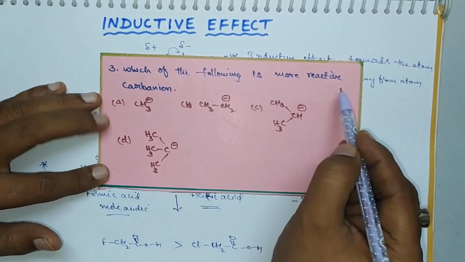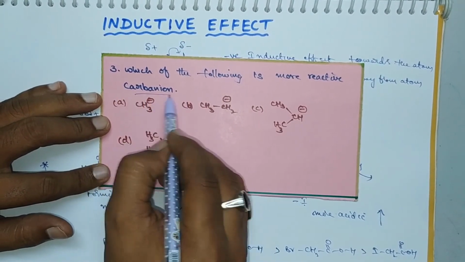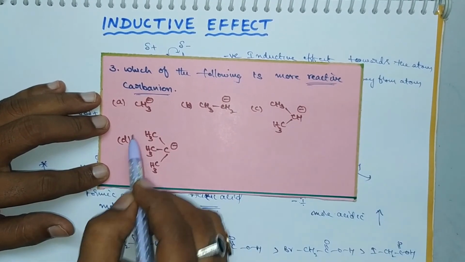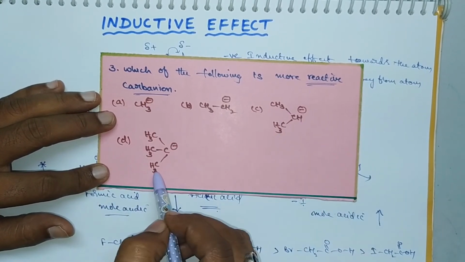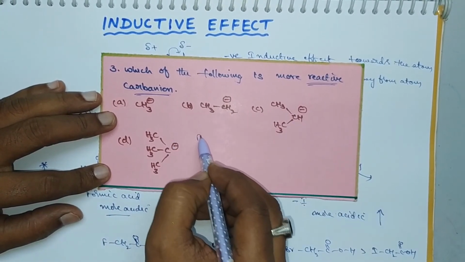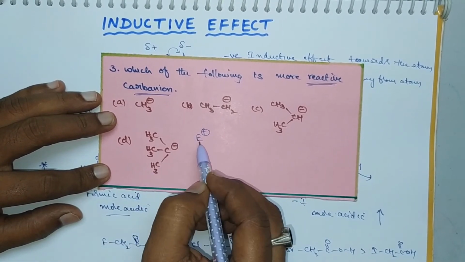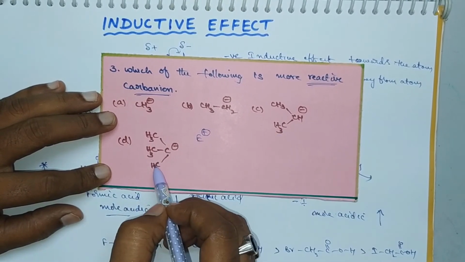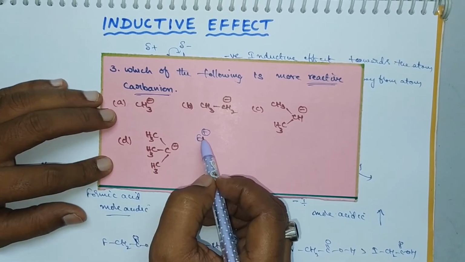So which of the following is more reactive? Carbanions, more reactive carbanions. Carbanions possess a negative center, so this negative carbanion will react with any electrophile E plus. Which of the four will react with the electrophile easily?